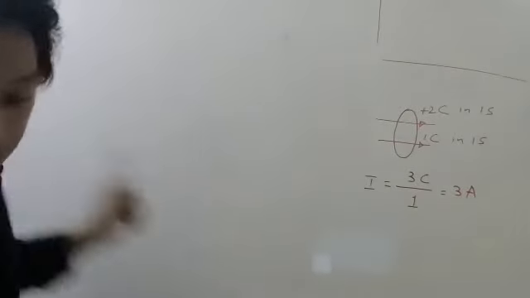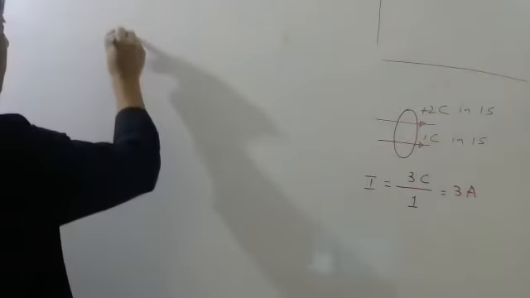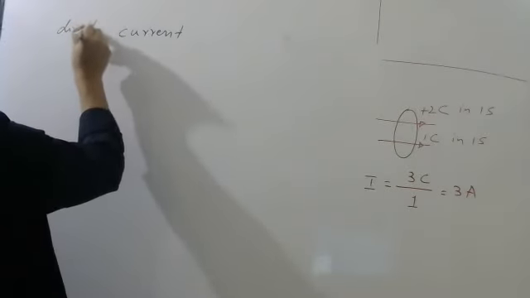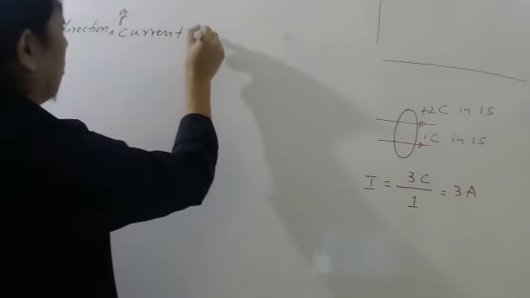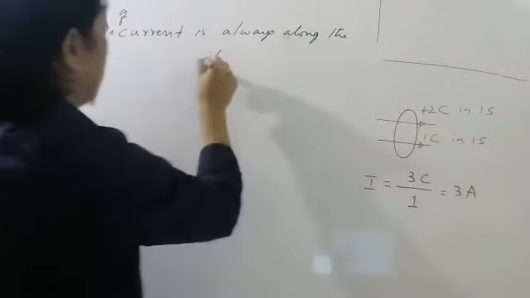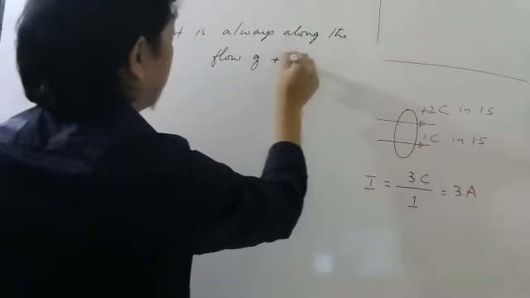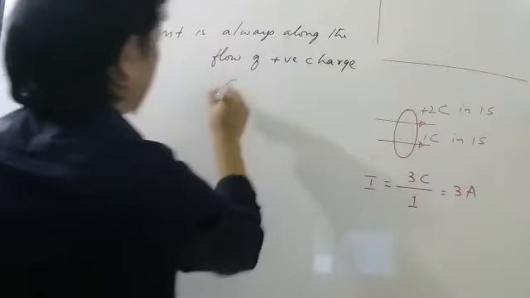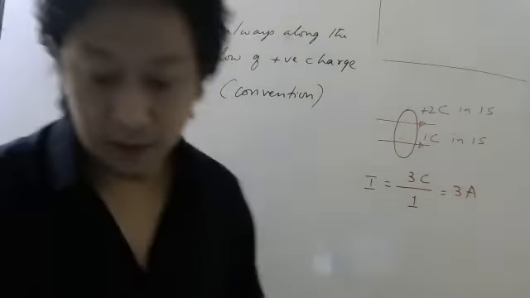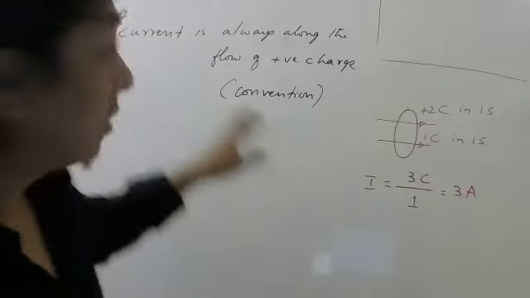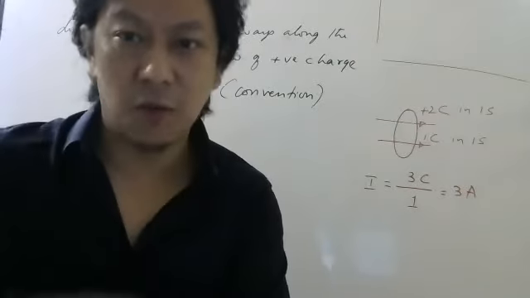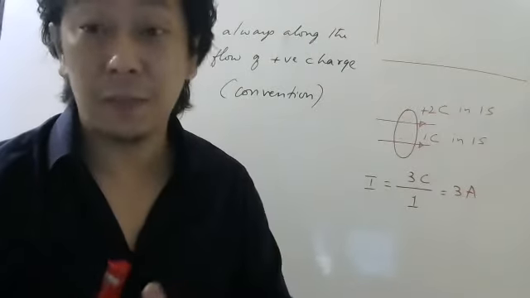So from here, you please remember that the direction of current is always taken along the flow of positive charge. So this is a convention. Convention means rule. Try to concentrate. Rule means you have to follow it because somebody started it. Once somebody started, everybody will follow. Otherwise, what will happen? Confusion.